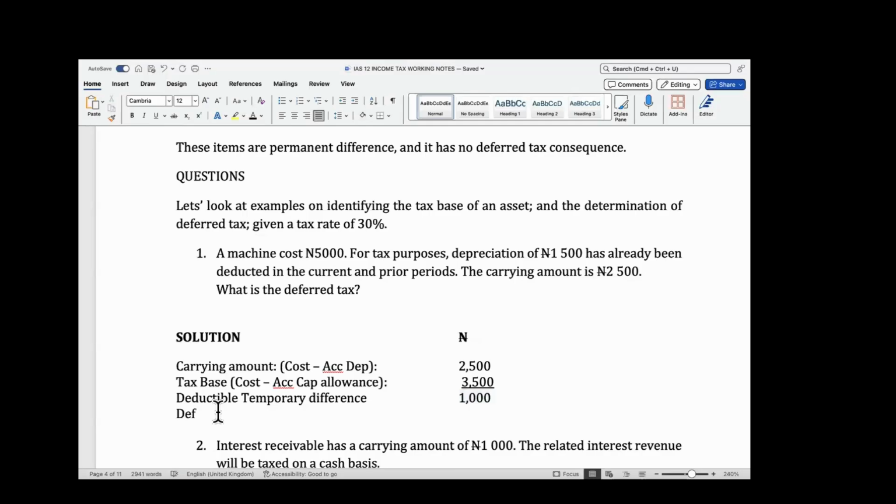When you have a deductible temporary difference, the tax impact of that today, we call that deferred tax asset. And it's calculated by applying the tax rates at the end of the year on that. So when you do 30% of that, it gives you 300 naira. And that's the solution to the first one.